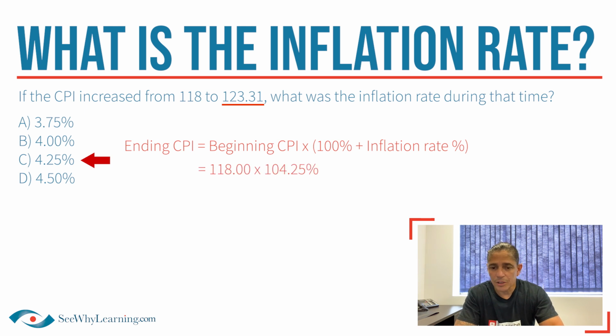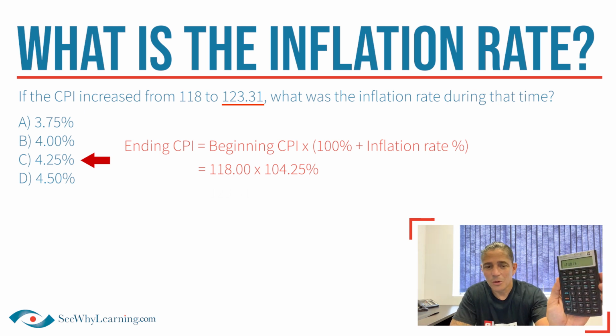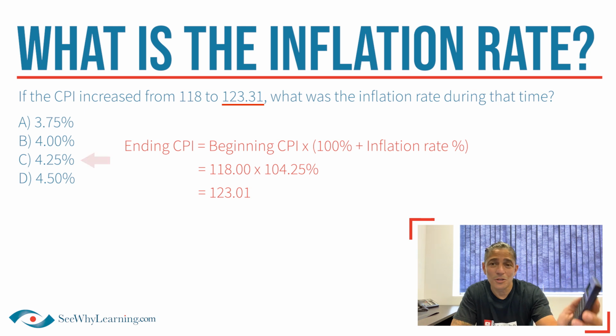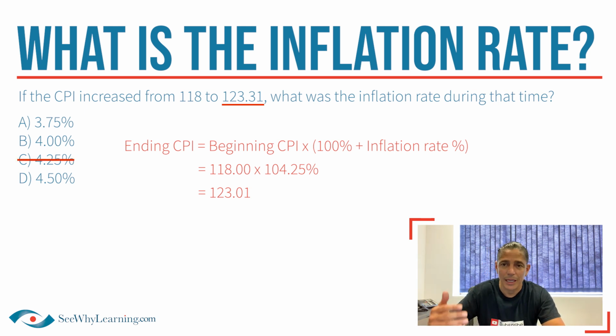118 times 104.25, because that's what answer C says. Percentage button equals 123.01. So C is wrong. And of course, if we did that for B and A, we would find out A, B, and C are wrong, and D is the right answer. So just a neat little trick. Sometimes if you don't know how to figure out the answer, you can kind of work backwards a little bit and look at each answer and test each answer and narrow it down and arrive at the right answer.